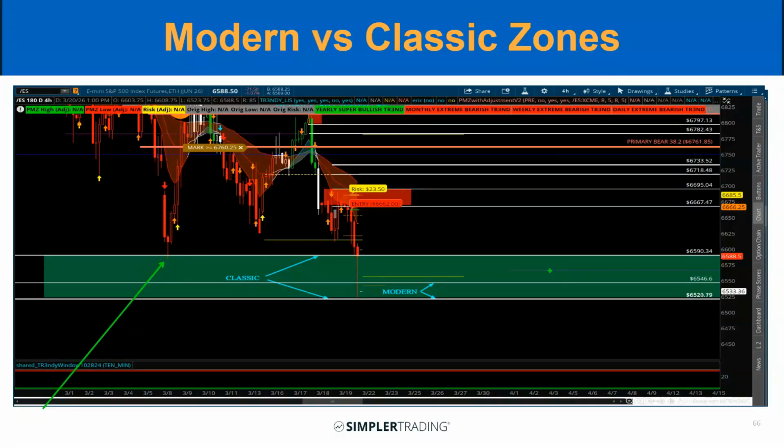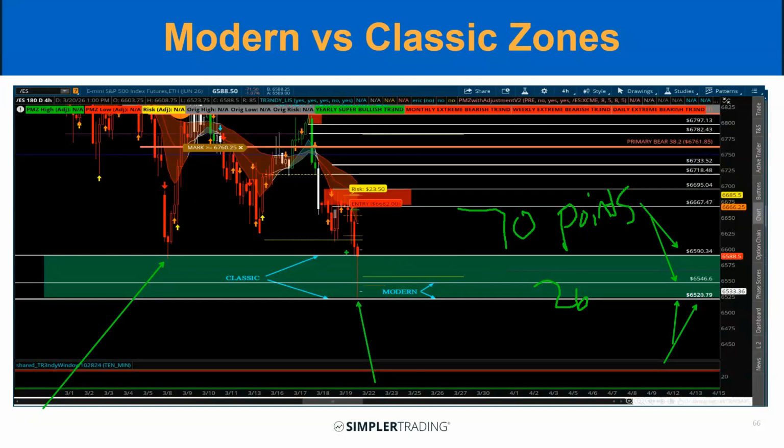And notice that the classic zone, guys, 6590 to 6520, that's 70 points of risk, or about $7 in the SPY. 70 points right here, guys. This right here is only 26 points. This is more than 50%, way more than 50% reduction in risk. Look at the reaction off of this zone.